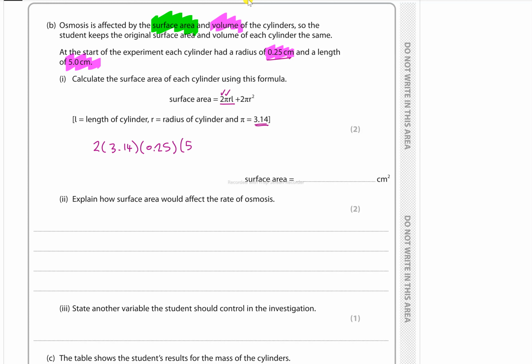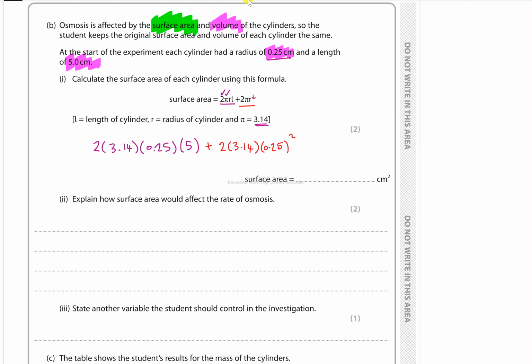Then we're going to add that bit plus 2 open bracket 3.14. You can put times, it's not a problem. I've just got a habit of doing it. The radius is 0.25 and then it's squared. Don't forget that. Put that into the calculator and you should get 8.2425, and we can round it off to 8.2 or 8.24. Any one of those answers will do.